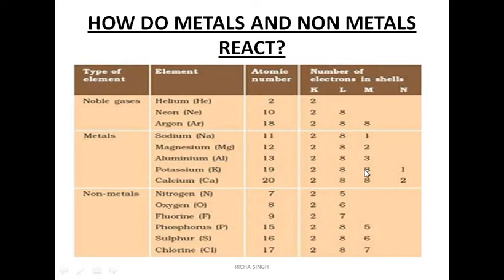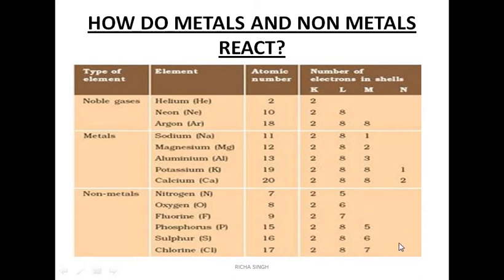So here what you observe is that metals have 1, 2 or 3 electrons in their last shell, and you know that electrons in their last shell are known as valence electrons. Same way, if we talk about non-metals like nitrogen, it has 5 electrons in the L shell, that is its valence shell. Oxygen 6, chlorine 7, sulfur again 6.